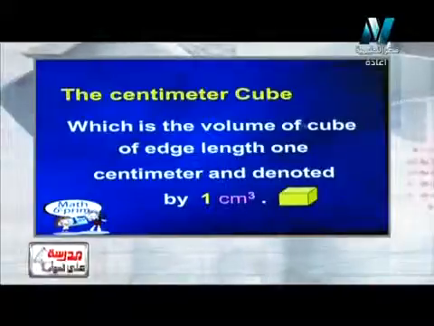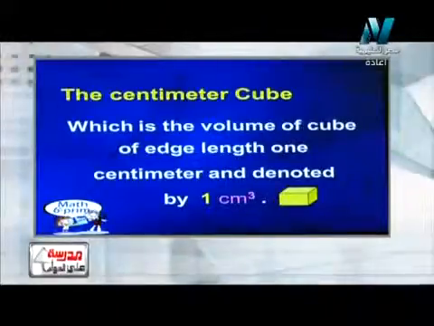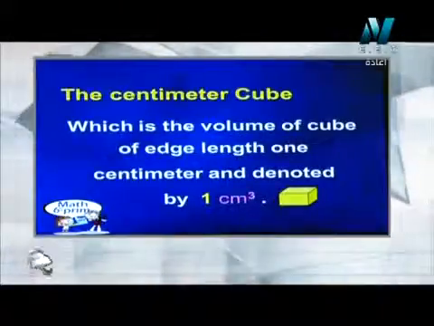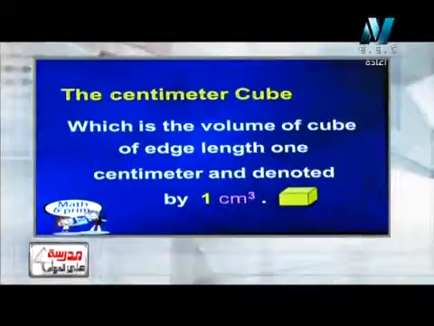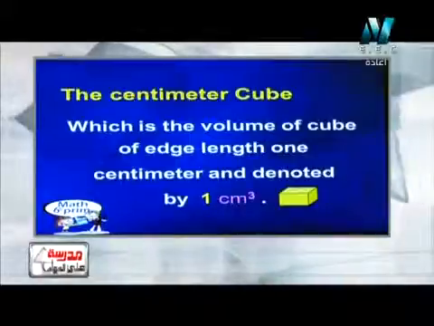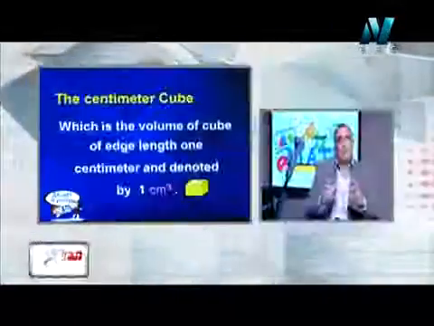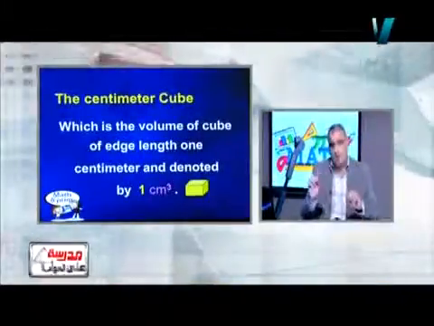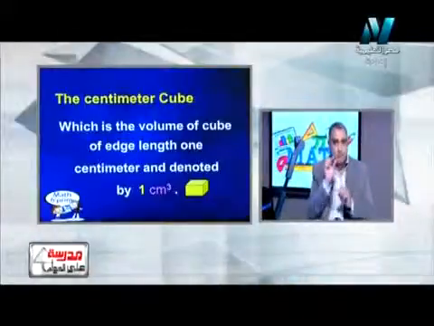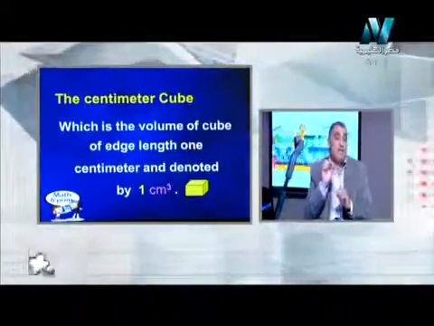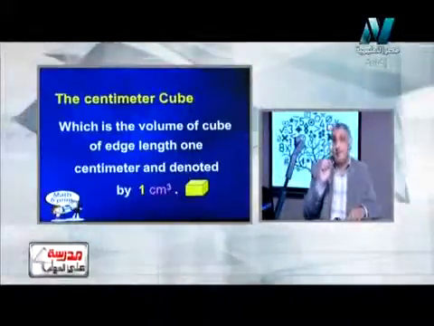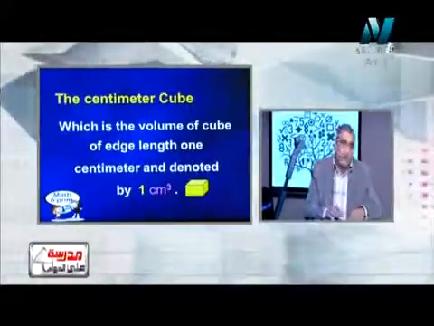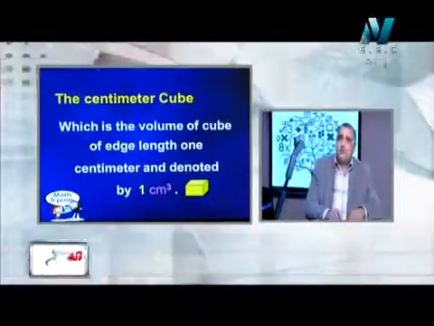As we explained before, the first unit of measuring volume, my dear students, is the centimeter cube. What does it mean? The centimeter cube is the volume of a cube of edge length equal to 1 centimeter. We consider that we have a volume of a cube whose edge length equals 1 centimeter. It's the first unit of measuring volume, 1 centimeter cube or cubic centimeter.